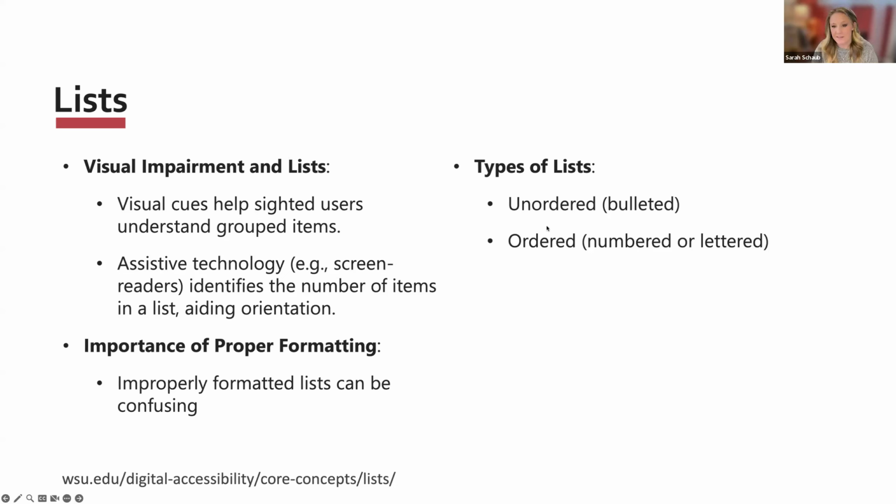So there's 2 types of lists. There's unordered and ordered, numbered or bulleted. You see those often within documents and on websites. Again, use those built-in tools that are provided with whatever application you're using for that content.